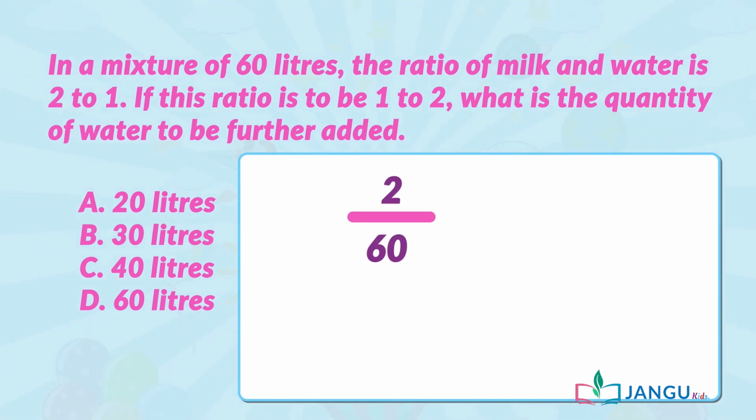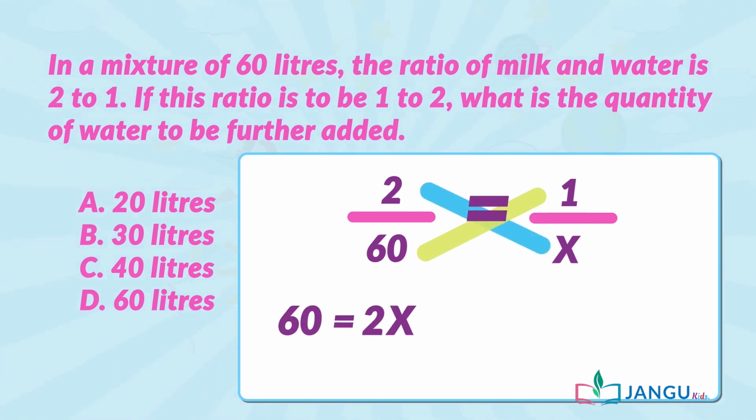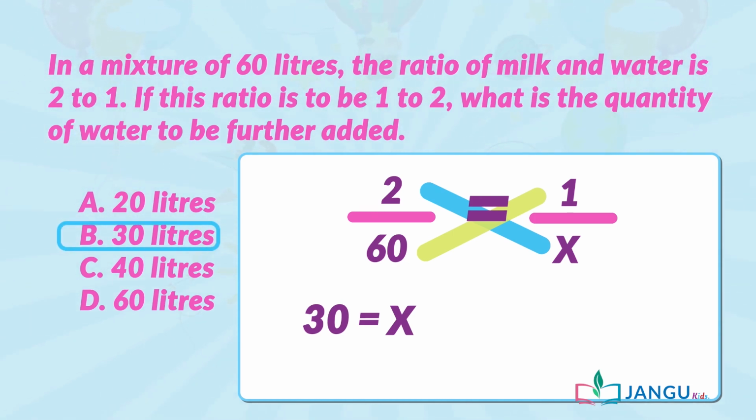First, we write them as fractions. 2/60 equals 1/x. Next, we cross multiply. 60 times 1 equals 60. 2 times x equals 2x. Now, we will bring 2 under 60 and divide it to get an answer of 30. Therefore, the answer is B, which is 30 liters.